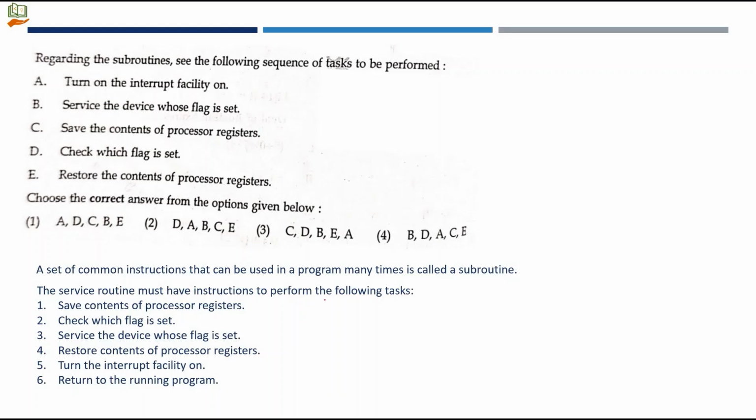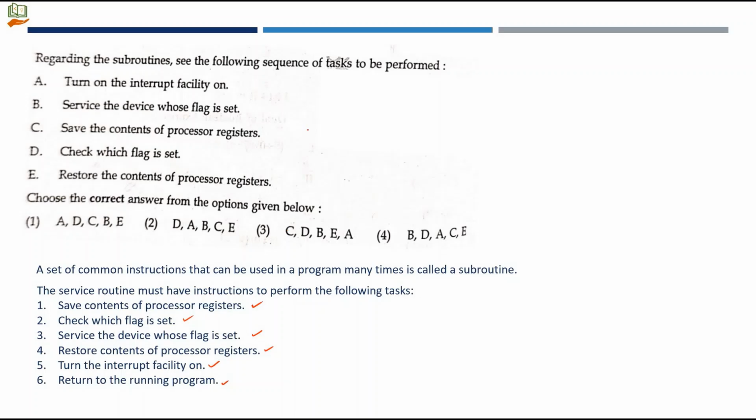We have to save the contents of processor registers first. Check which flag is set. Service the device whose flag is set. Restore contents of processor registers. Turn the interrupt facility on. Return to the running program. Now we will rearrange this.